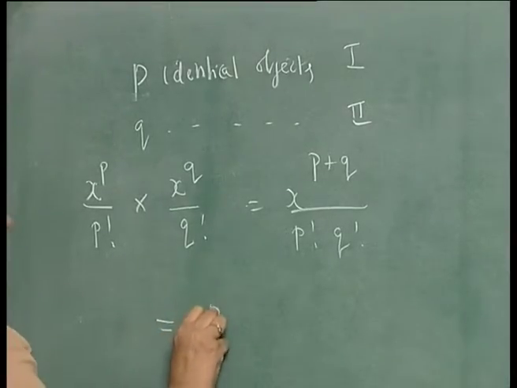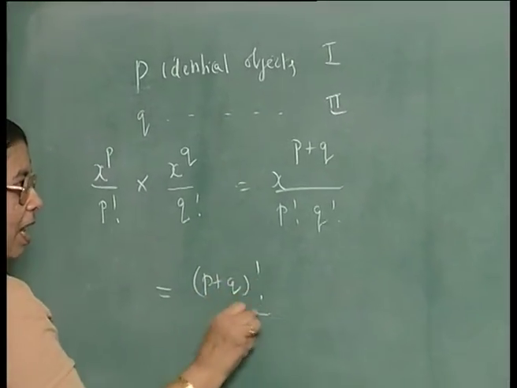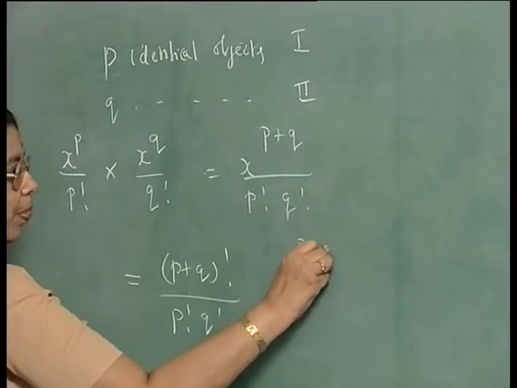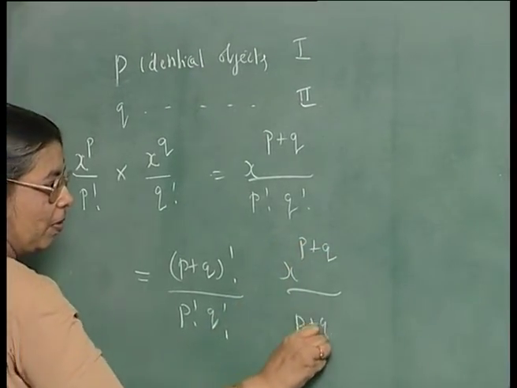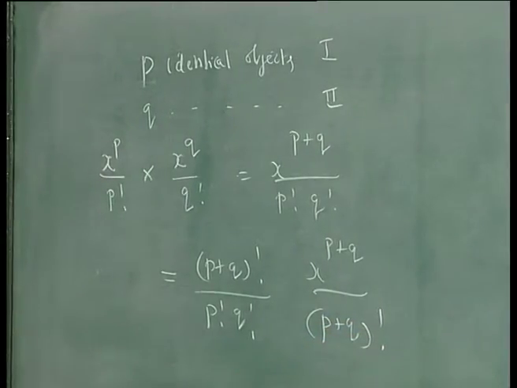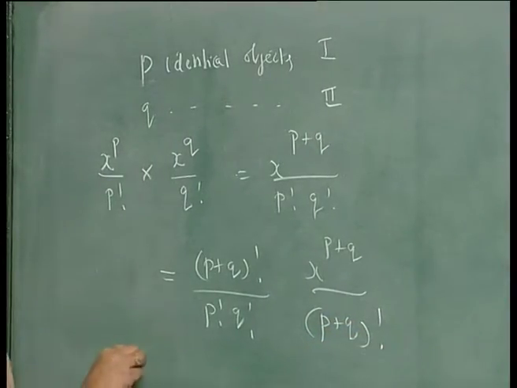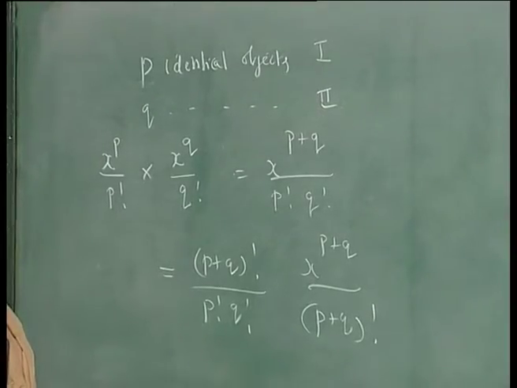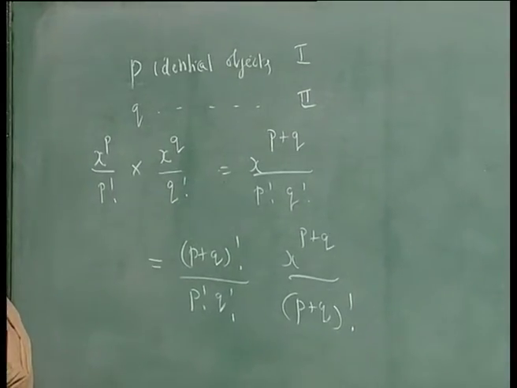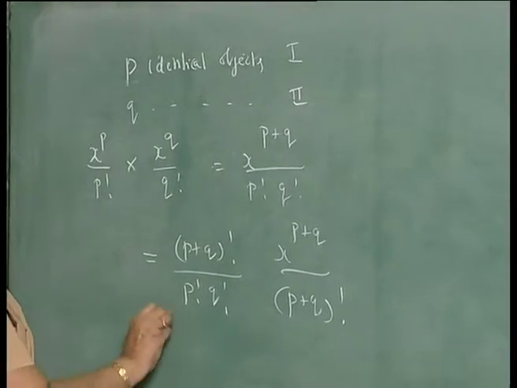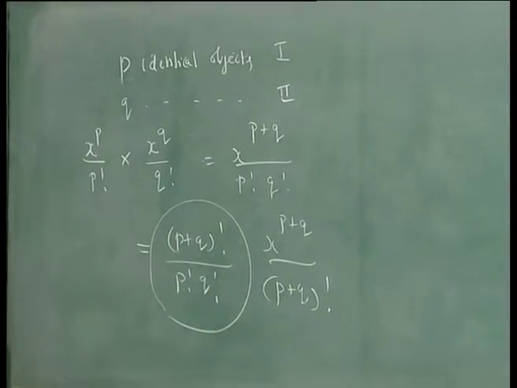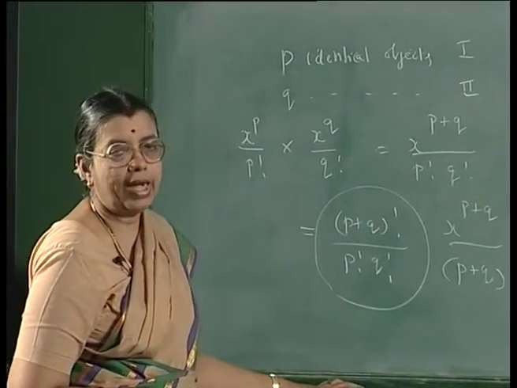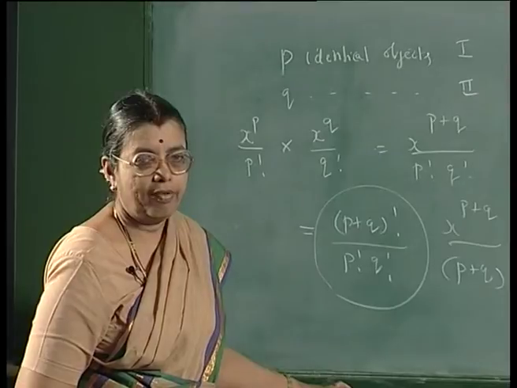This you can write as (p+q)! / (p! q!) times x^(p+q) / (p+q)!, right. So, the number of permutations of p + q objects, of which p of them are identical and q of them are identical but of a different type, is given by this formula. We have seen this formula earlier also. So, you see how you get this using the idea of an exponential generating function.